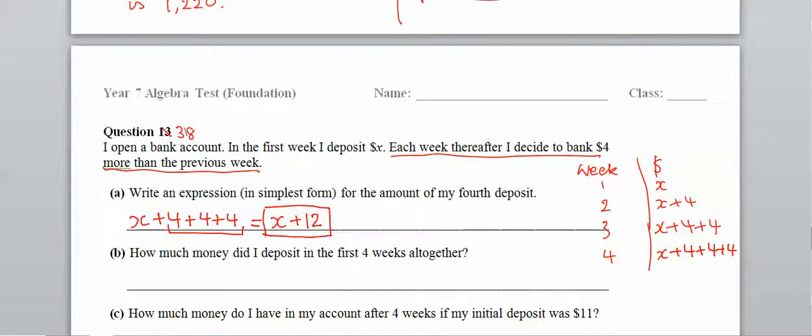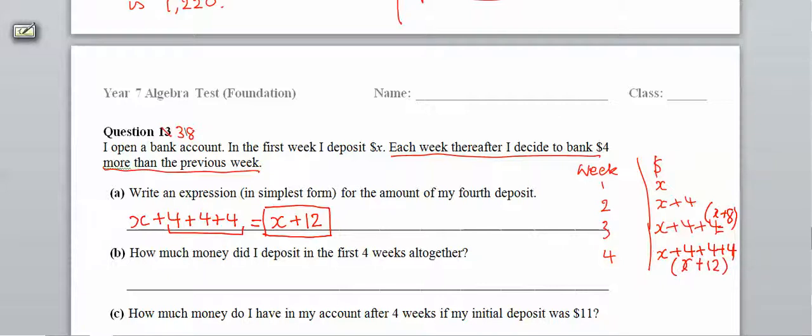Now for question B, how much money did I deposit in the first 4 weeks altogether? Okay, so we've got our equations for each week here. So for week 1, in our table, we deposited X. For week 2, we deposited X plus 4. For week 3, we deposited X plus 4 plus 4, which can be simplified to X plus 8. And then for the fourth week, we deposited X plus 4 plus 4 plus 4, which again can be simplified to X plus 12.